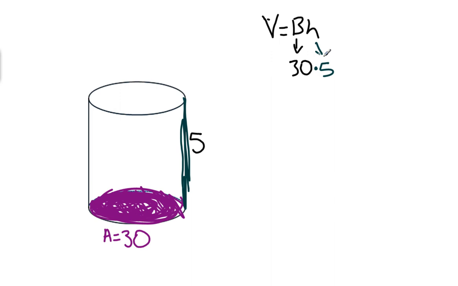So all we have to do to find this volume is just 30 times 5. This volume is just 150. So if they give you the area of the base, don't overthink it. Just say, oh, that's the area of the base. That's big B. I'm almost done. And be happy you have it.